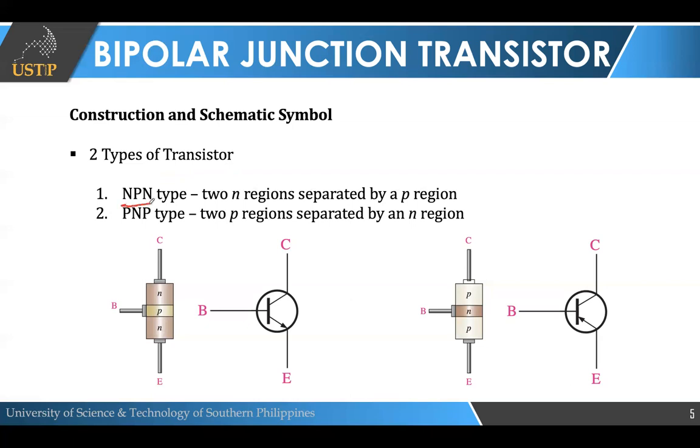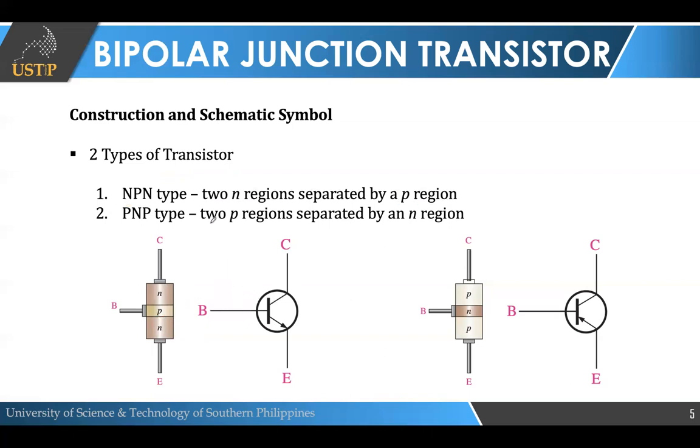So first is the NPN type. Now this is composed of two N regions, atong emitter ug atong collector, separated by a P region sa tunga. Okay, that is why gipangalan siya NPN. And that is the construction nato sa NPN, right? And this is now our schematic symbol.